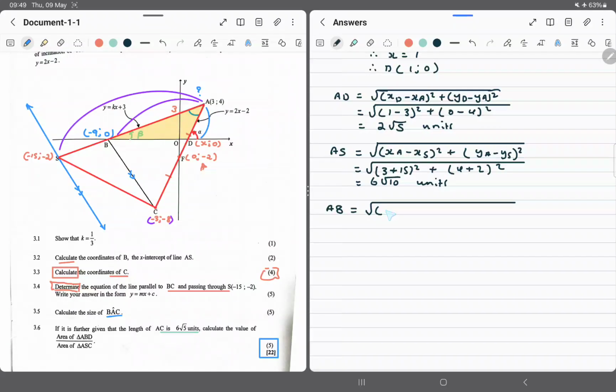So this is x at A minus x at B, all squared, plus y at A minus y at B, all squared.